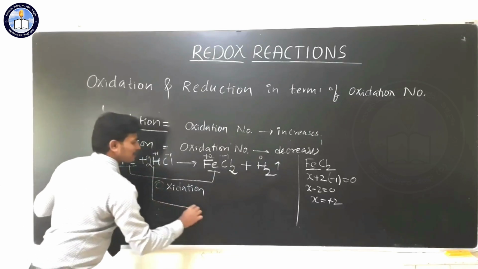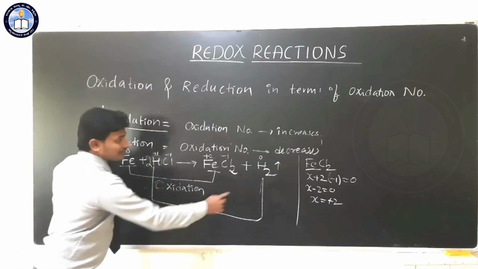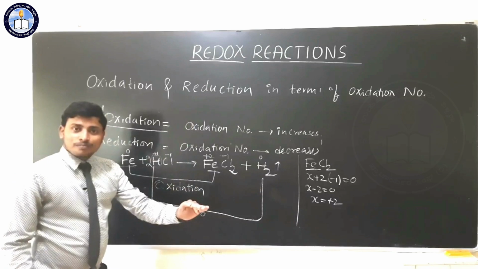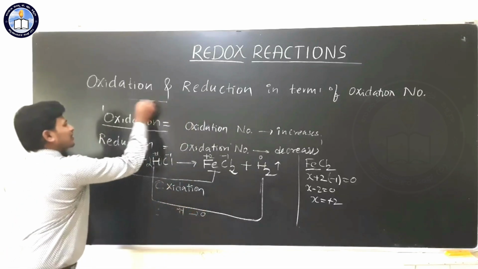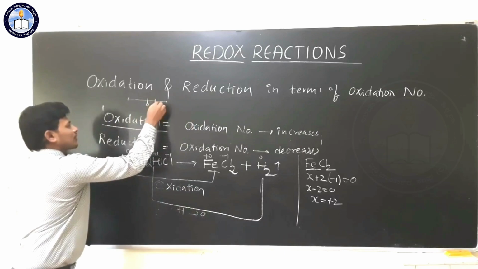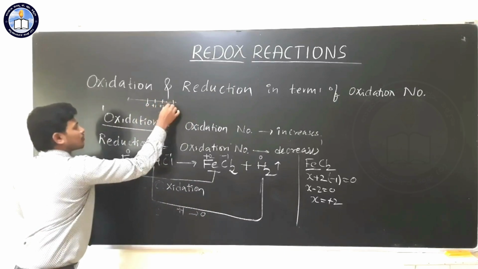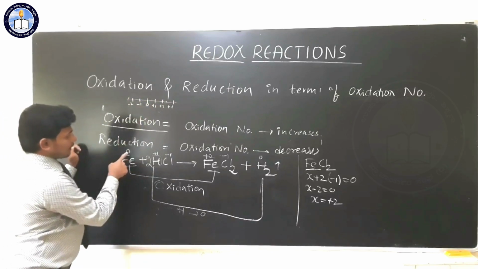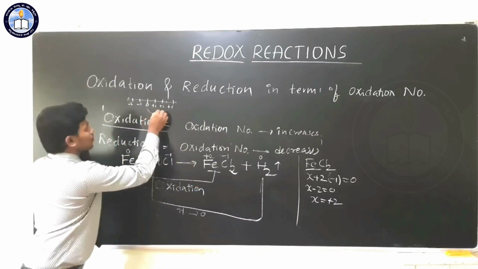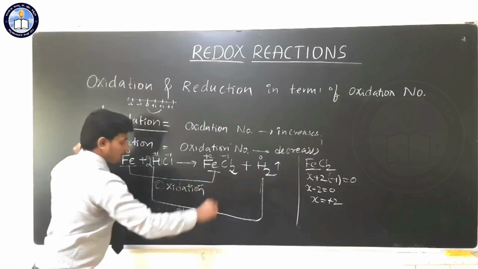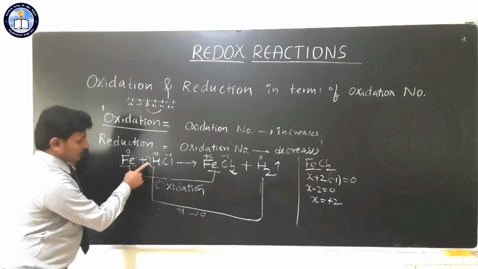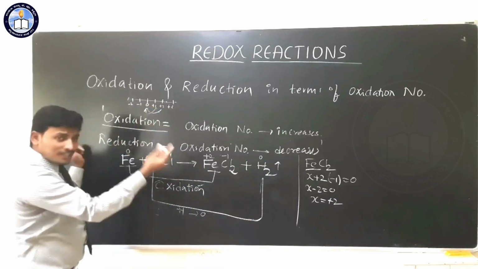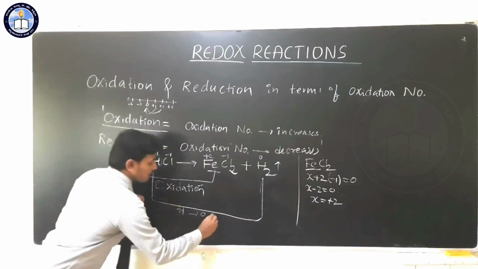In case of hydrogen, from plus 1 it changes to 0, that means a decrease in oxidation number, isn't it? See this, if it is 0 here, then plus 1, plus 2, plus 3, and here minus 1, minus 2, like that. First case, Fe 0 to plus 2, an increase in oxidation number, oxidation. In case of hydrogen, plus 1 changes to 0, means a decrease in oxidation number, therefore it is known to be reduction.